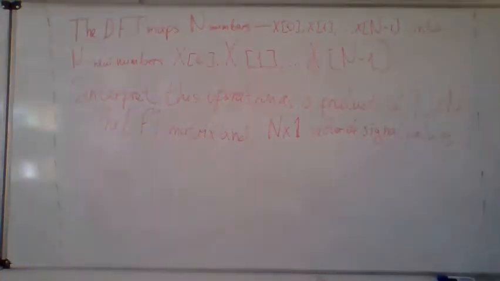The DFT maps N numbers, the values of the time domain signal x[n], into a new set of N values of the frequency domain signal, X[k]. So we are taking N numbers and mapping them into N new numbers. We can represent this as a square matrix N multiplied by N and a vector N multiplied by 1 of signal values. So we will get the frequency domain coefficients.